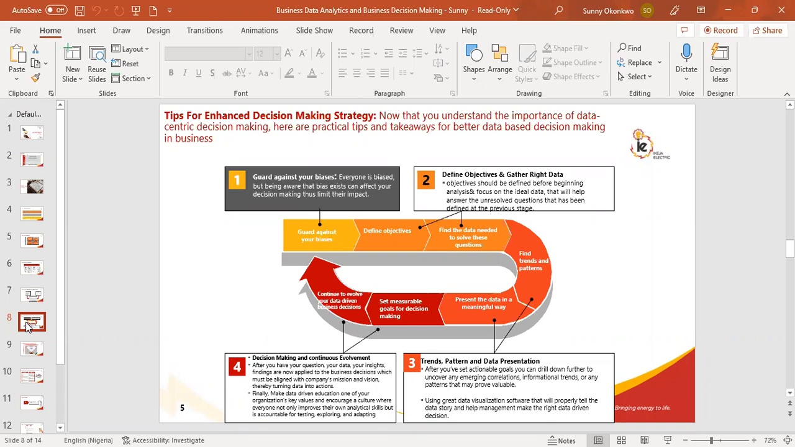You have to present it in a way that it tells a story. It shows even a layman that this is what our picture is like. This is our performance. This is our dashboard. This is a snapshot of what Ikeja Electric is today. That way, we'll be able to make a better decision. Set measurable goals too for decision making. Of course, that's why we do targets. You set measurable goals.